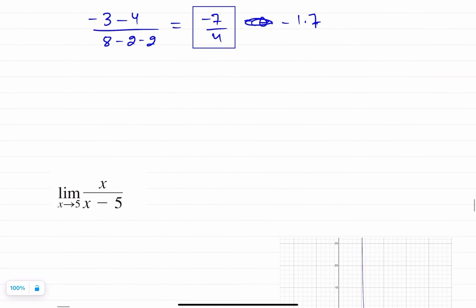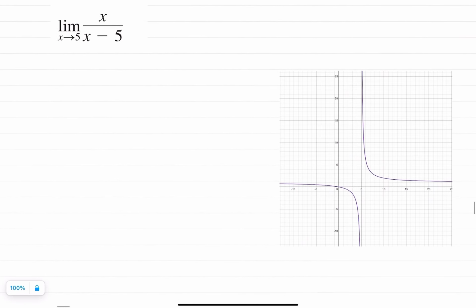Let's move to the next problem. We do have the function x divided by x minus 5. It's in the form of a divided by b, or f of x divided by g of x, that is division. Let's check if the denominator is equal to 0 or not. The denominator is x minus 5.